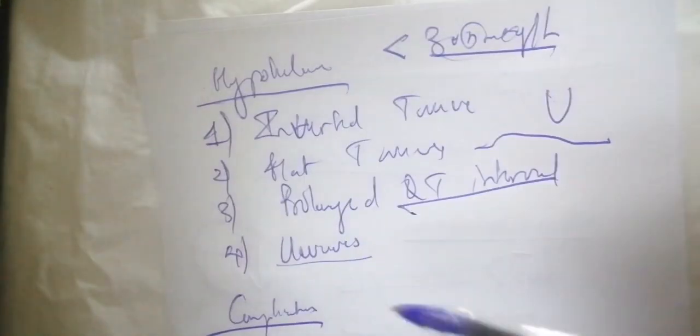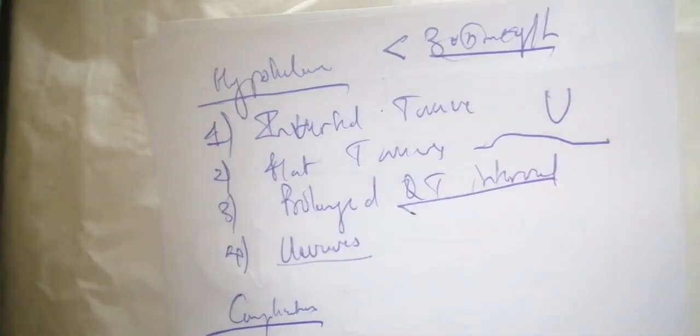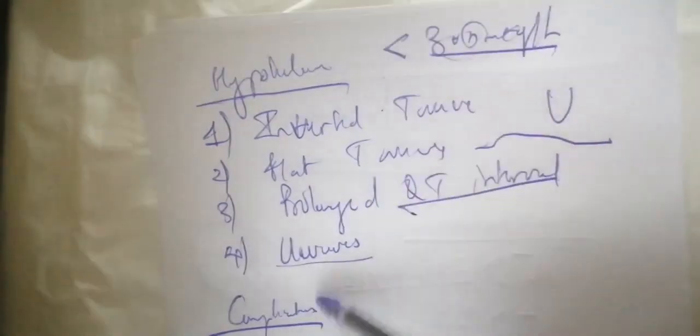Now, the next thing that you have to visualize are the complications of hypokalemia. When you see these elements of hypokalemia, the management is easy. The management is just to replenish potassium. That's the major management.